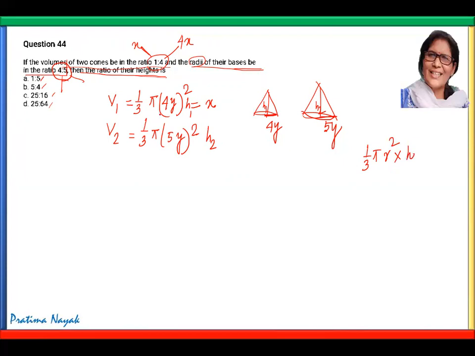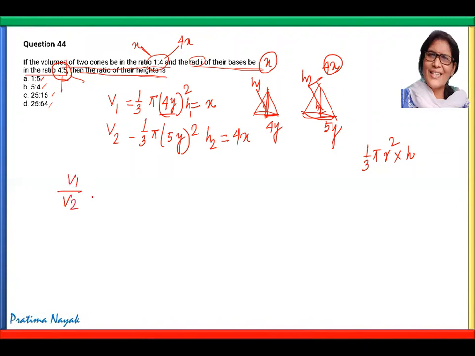For first it is 4y radius. For second it is 5y. For first, height is h1. For second, height is h2. Here volume is x, and here volume is 4 times of x. Then I'll take their ratio.